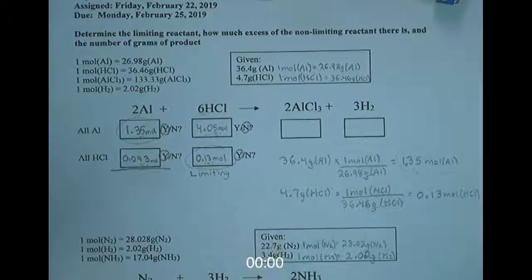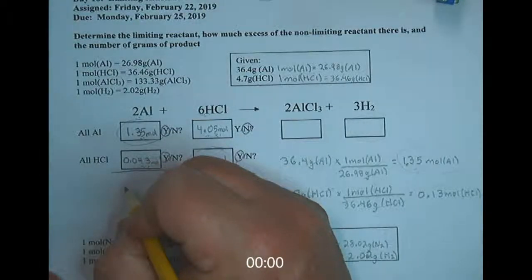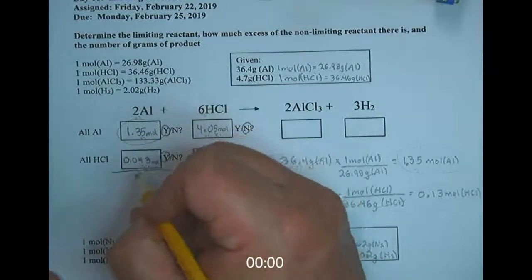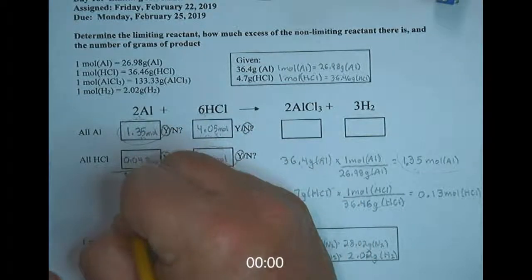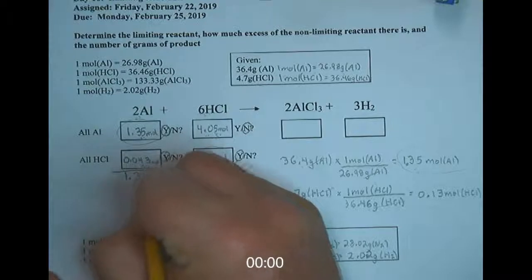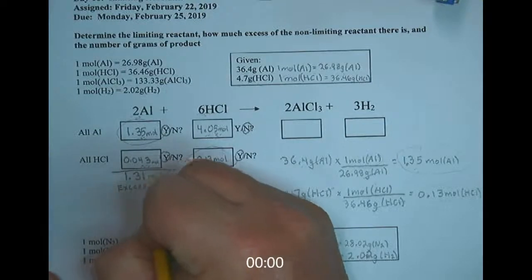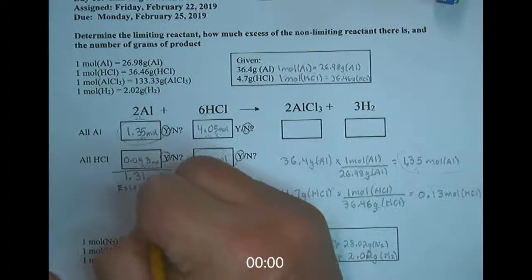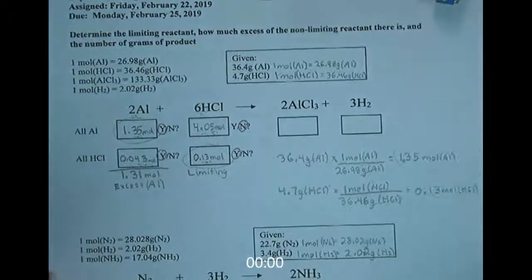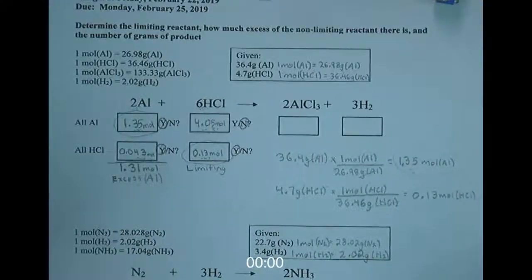So let's just do a simple subtraction problem. And you end up with 1.31 approximately. I'm just rounding this off, 1.31 moles. And that's called excess reactant. That's excess aluminum. That's how much will be left over after we've done this whole thing. Okay? So that's how you determine what's limiting and what's in excess.